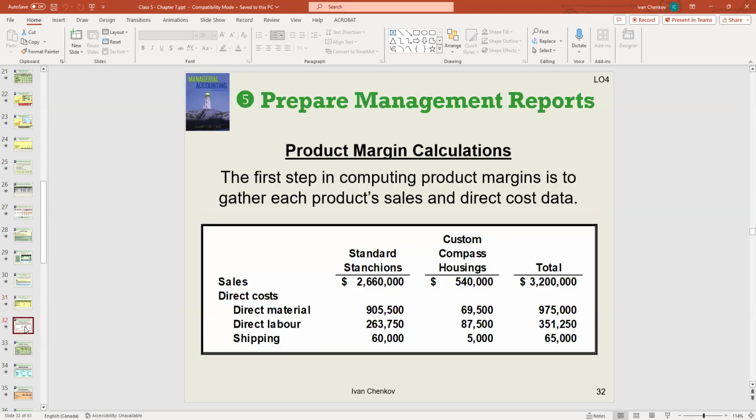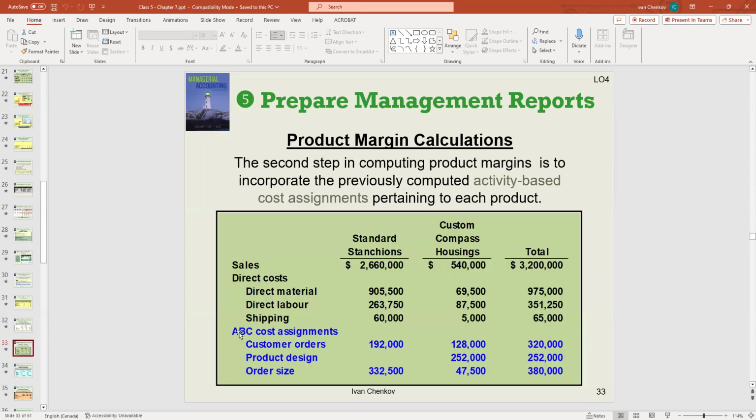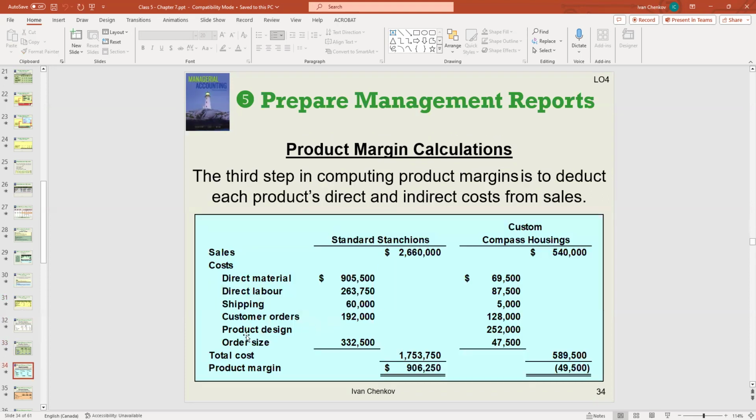Now let's go back to the company. Let's prepare this management report. As we said in the beginning, we're not going to try to allocate the direct material, direct labor, and shipping costs. Those can be directly traced to both divisions. Once we get those direct material, direct labor, and shipping based on both divisions, we're going to plug in the information that we get from the activity-based costing for the customer order, product design, and order size.